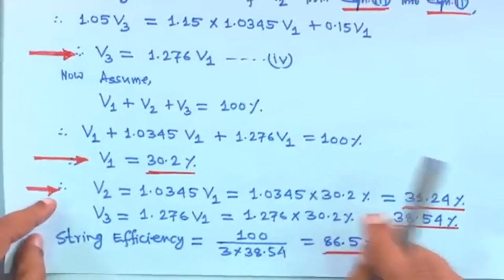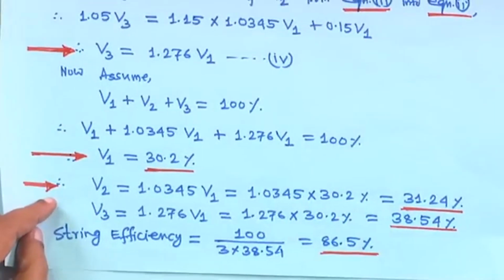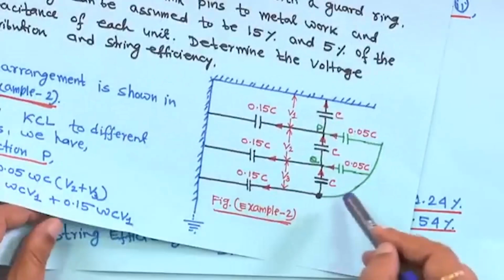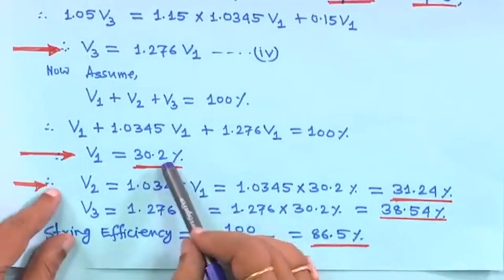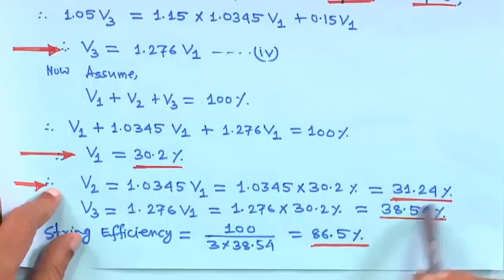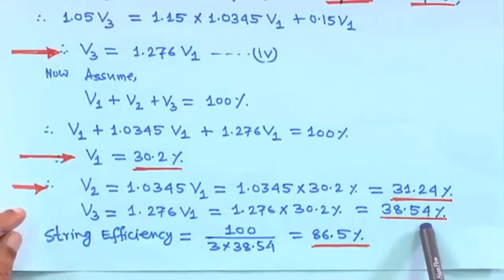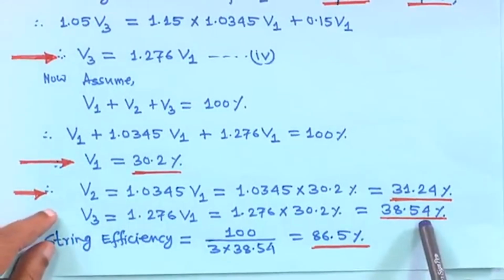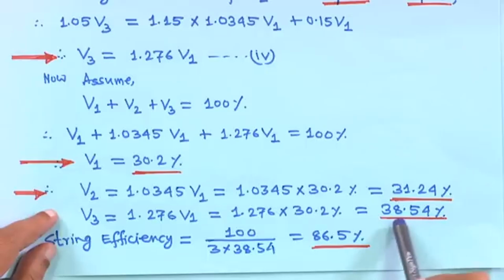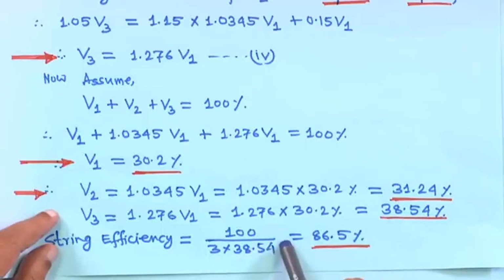Look at one thing, because of this capacitance grading, the voltage percentages are 30.2%, 31.24% and 38.5%. They are not equal, but V1 and V2 are very close, and the efficiency has increased.